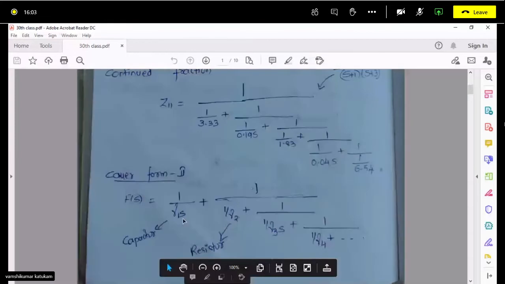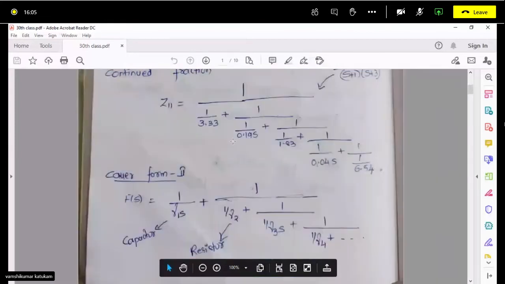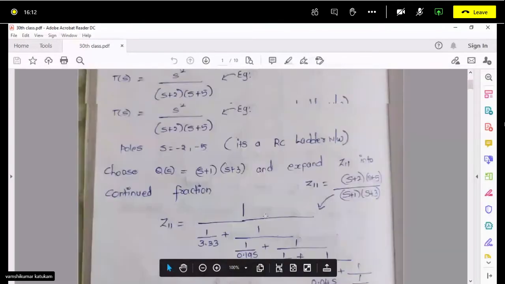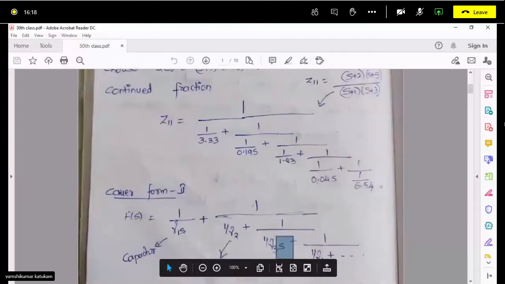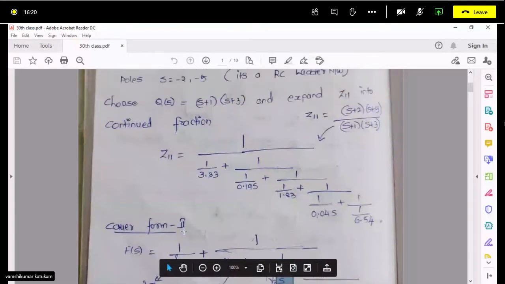You have S in the denominator. If you can see here, the S is present in the denominator. So you have to convert this by continuous divisions, in this way, such that the S is in the denominator. So you will get these constants.